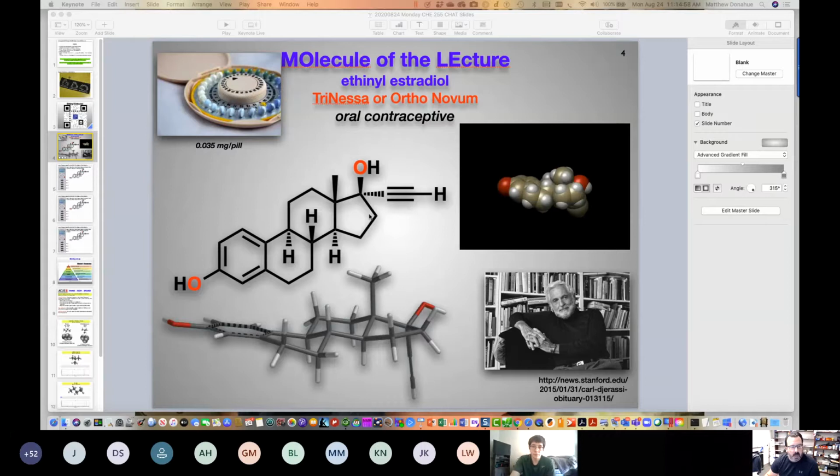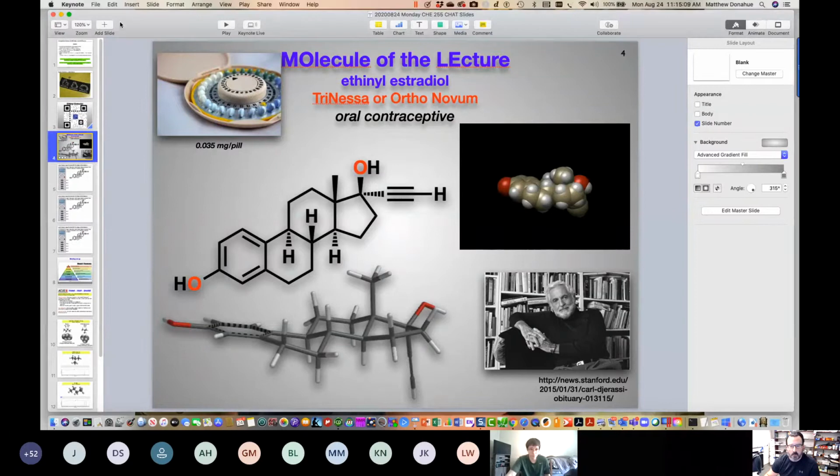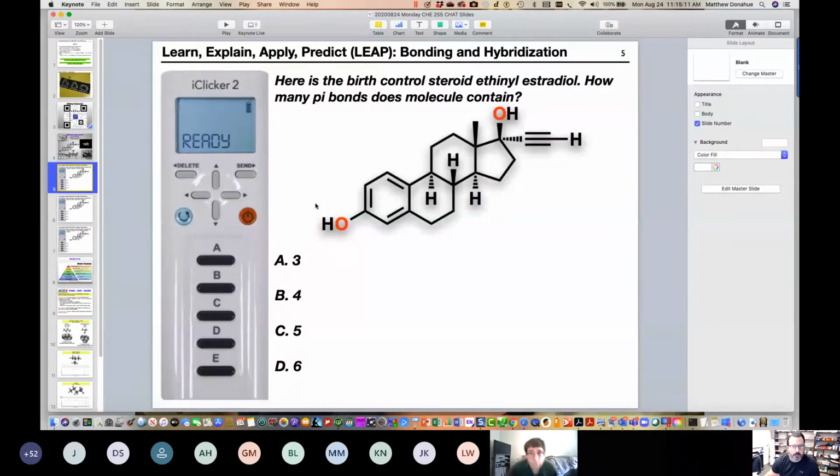So we're going to look at different functional groups today in relation to the molecule itself. So let's go ahead and get to a couple questions about it. Our first LEAP question is about bonding and hybridization. The birth control steroid ethinyl estradiol is shown. How many pi bonds does the molecule contain? You can put a number in the chat box or a letter corresponding to the correct answer.